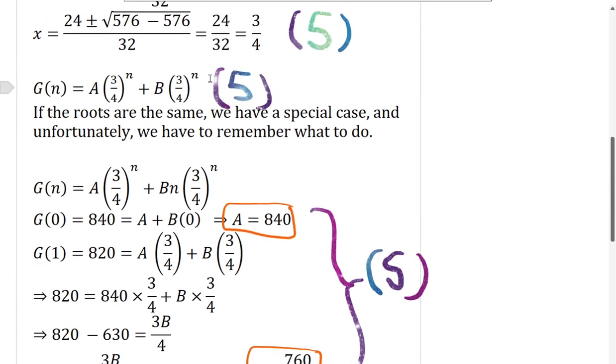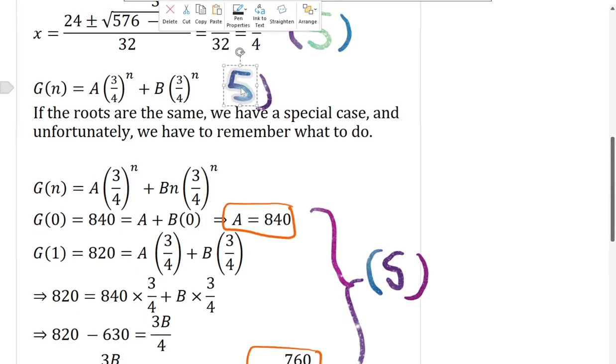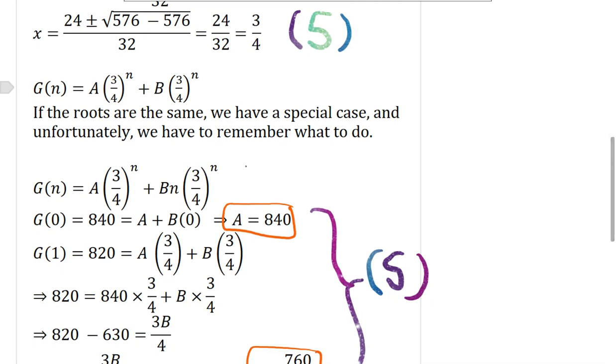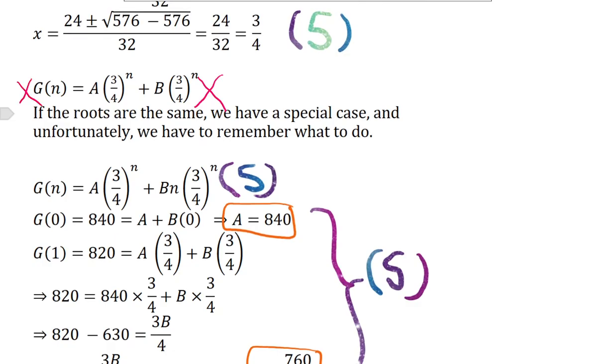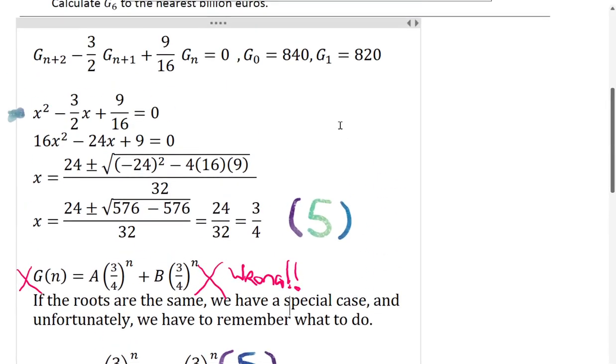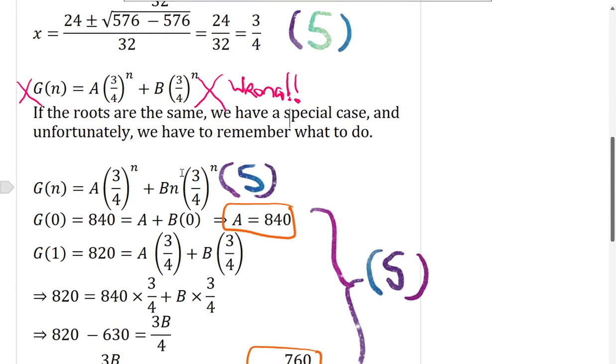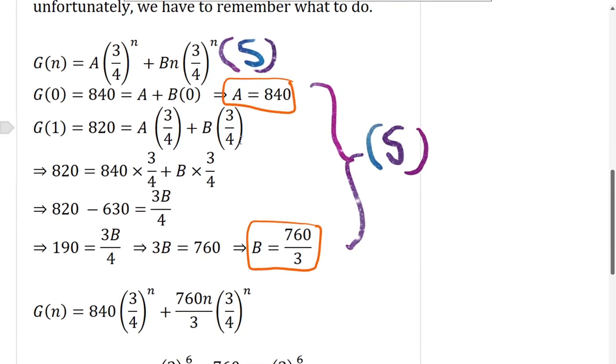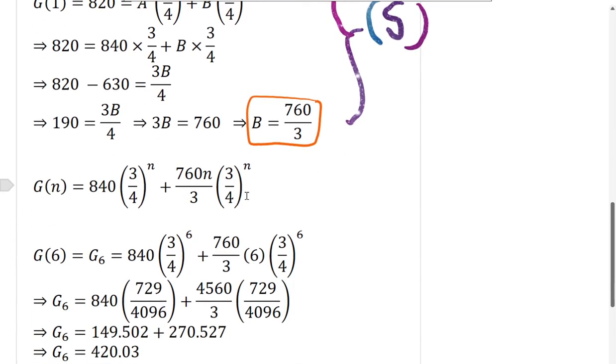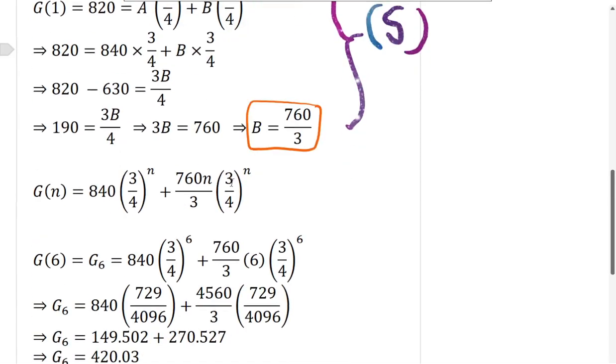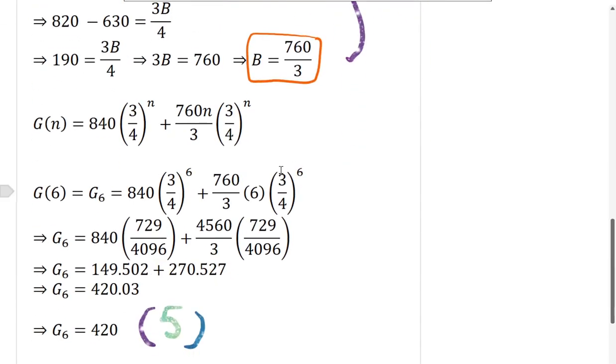Oh, remember, it was 5 marks, so I'm going to delete this because it wasn't 5 marks for the wrong one. It was 5 marks for this one. So I'm just going to put an X here. Say wrong, just in case it's not obvious. So you got 5 marks for doing your factorizing, like doing a quadratic. That's cool. 5 marks for writing down the special case, which is probably worth the 5 marks. Then 5 marks for getting your answers. And then 5 marks for getting your G6 is 420.